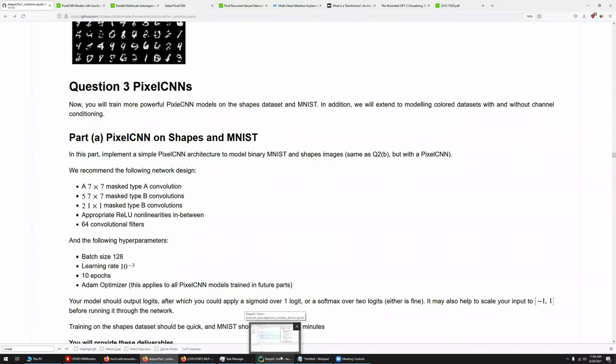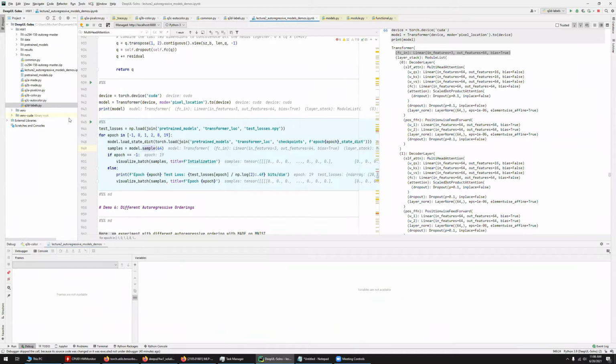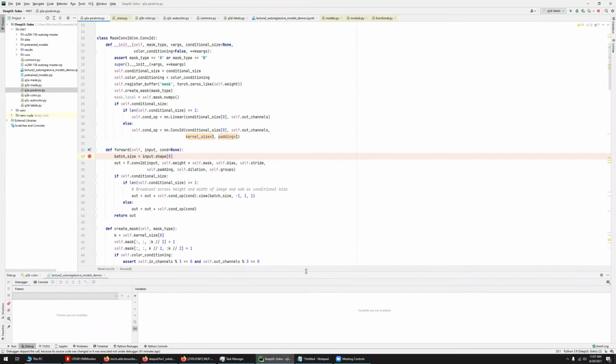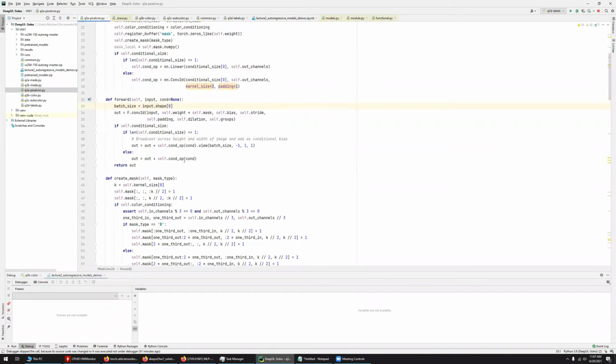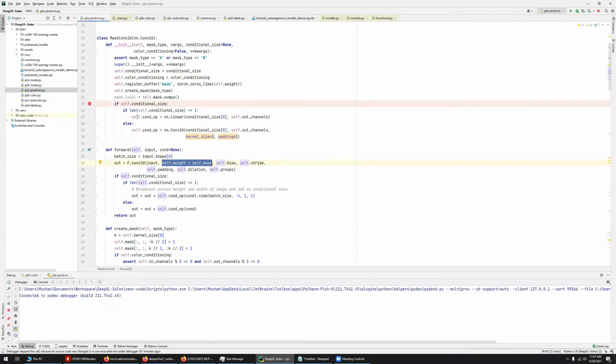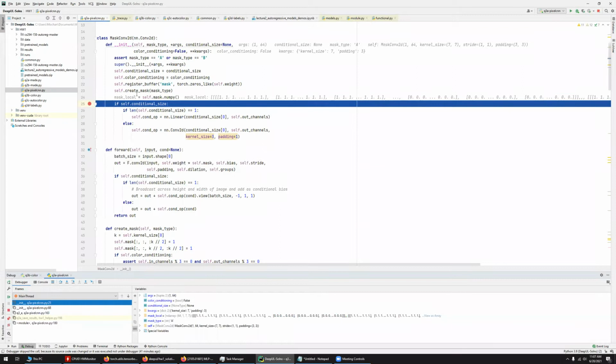Okay, we were doing Pixel CNNs last time, and we've done this one, Pixel CNN. The idea is pretty much the same as before: you have a mask, and you apply the mask to your weights to zero out in the convolution layer. There was one slight confusion last time, my confusion, so let me clarify it. Let's see what the masks look like.